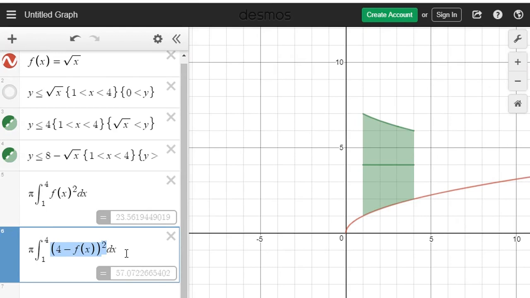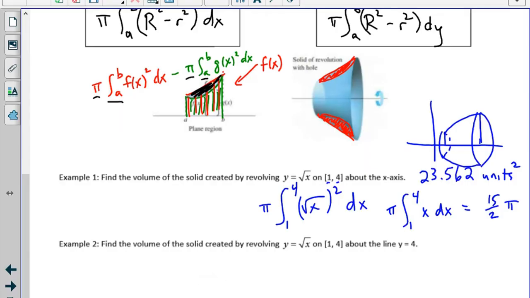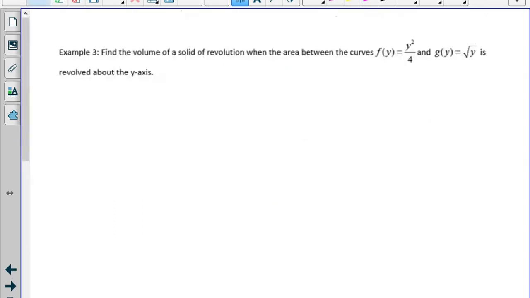And so my answer is 57.072. So you can write this down on your paper. It's pi times the integral from 1 to 4 of 4 minus root x squared dx. And then that's 57 point whatever it was. You can go back in the video if you need to look at it again.